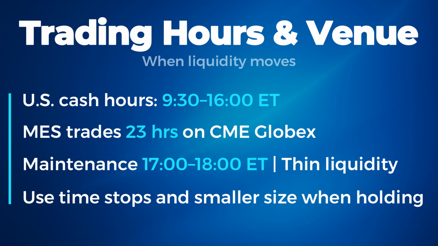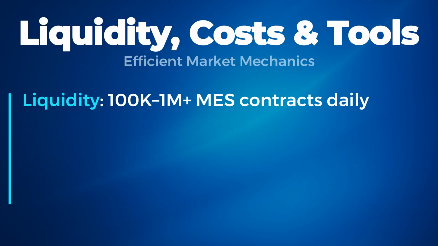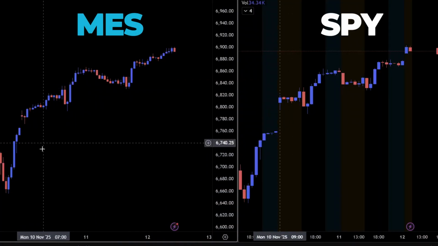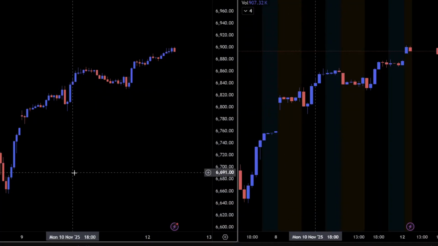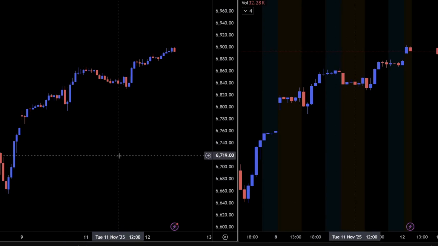The tool setting costs are also straightforward. Liquidity is strong, between 100,000 to over 1 million MES contracts trade daily. Spread is typically 1 tick, equal to $1.25. MES tracks the S&P 500 almost tick for tick, but its price action is cleaner and easier to read. You'll notice tighter moves and steadier fills because the contract size is smaller.